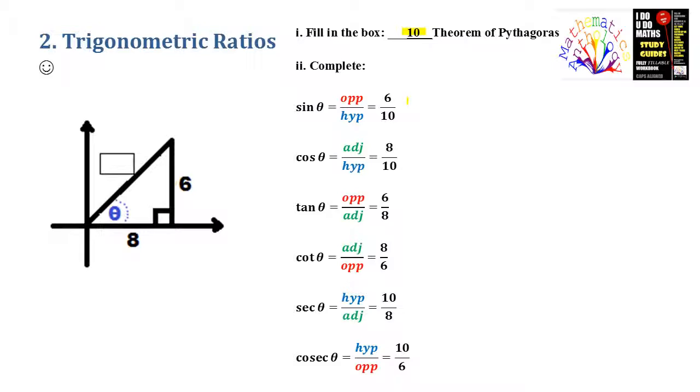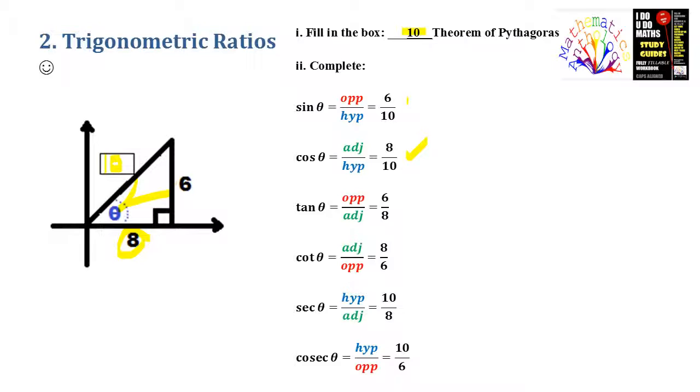To complete the following, so sine of theta. So sine is opposite over hypotenuse. So opposite to theta is 6, and hypotenuse we know now is 10. So sine of theta will be opposite over hypotenuse, which is 6 over 10. Cos of theta, we know that cos is adjacent over hypotenuse. So adjacent is 8, hypotenuse is 10, so 8 over 10.